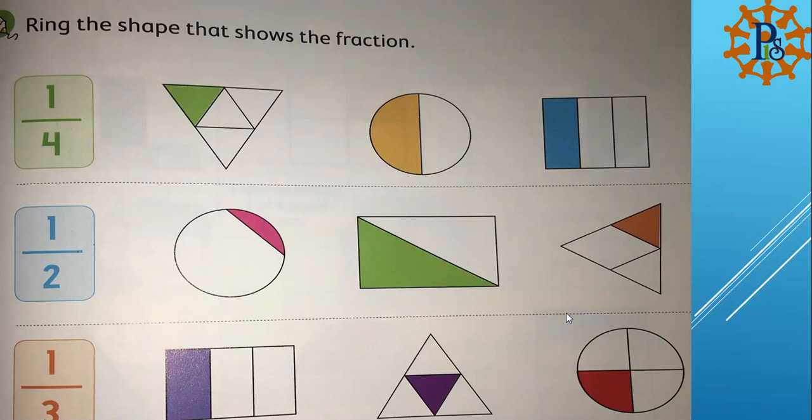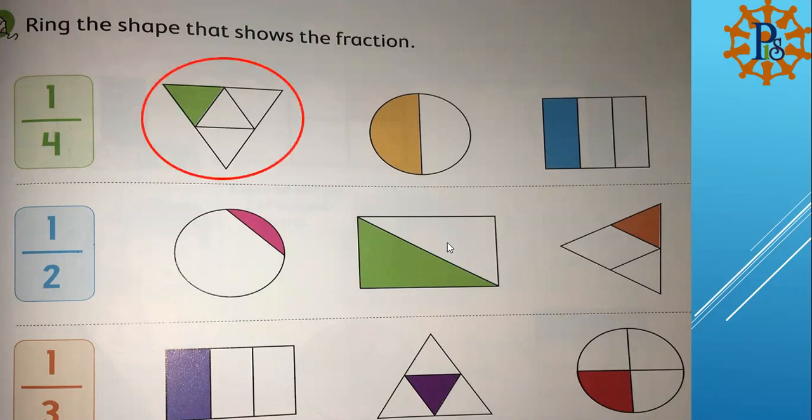Hamza, which shape from these three shapes represents fourth? The triangle or the circle or the rectangle? Which one? The shape that shows the fraction fourth. Which one of these shapes represents fourth? The triangle or the circle? The triangle. Can you solve this one?